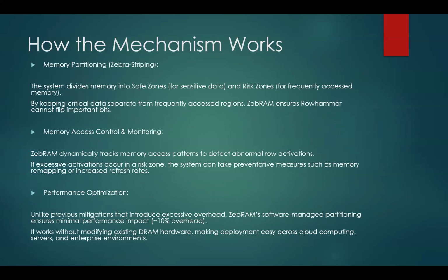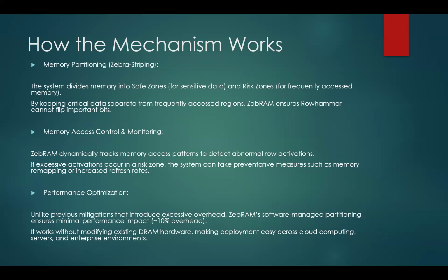So how does the mechanism work? It's divided into three steps. First is memory partition, which includes zebra striping. The system divides the memory into safe zones, which are for sensitive data, and the risk zone for frequently accessed memory. By keeping the critical data separate from frequently accessed regions, that is the sensitive data and the frequently accessed data, that is the risk zones, ZebRAM ensures Rowhammer cannot flip the important bits.